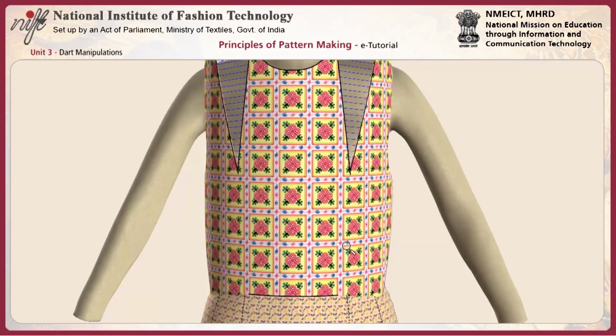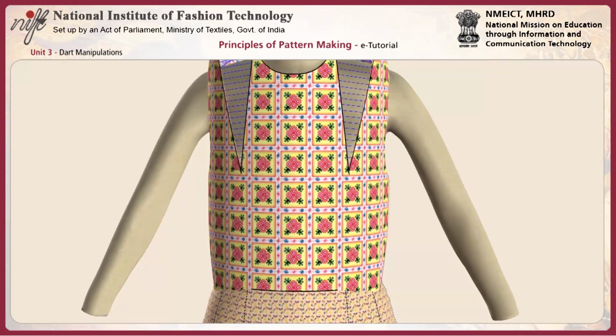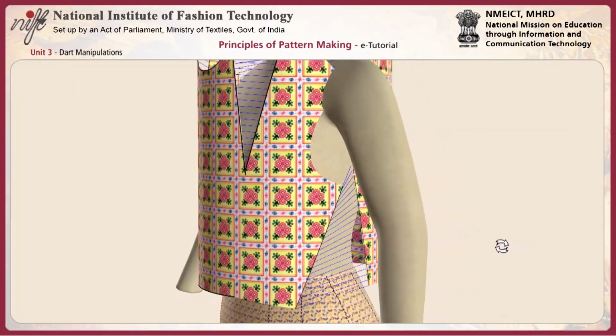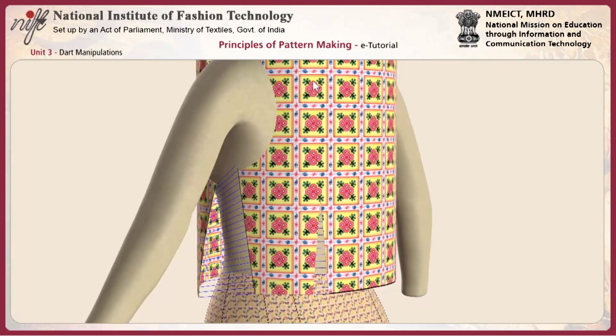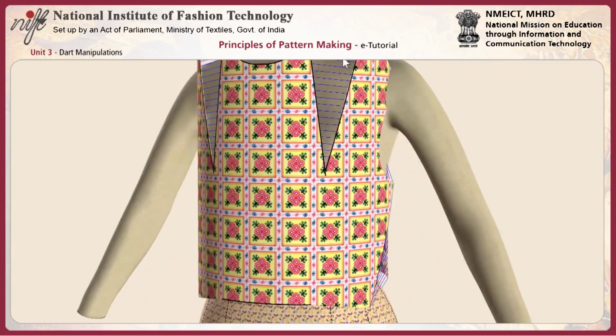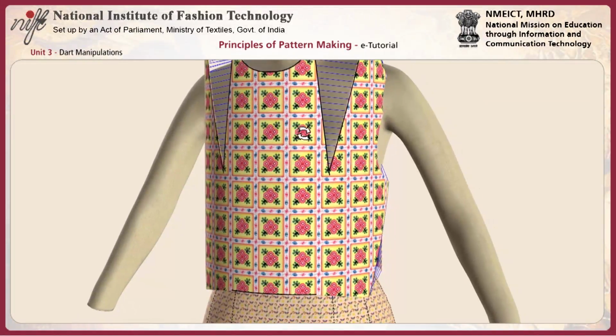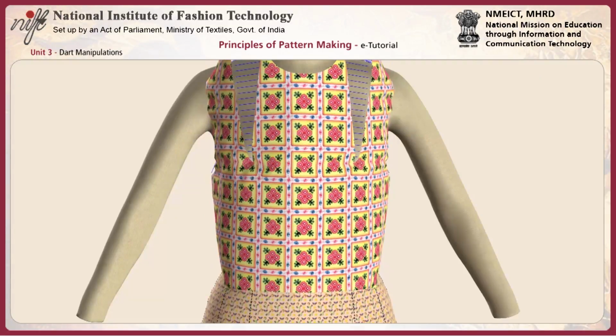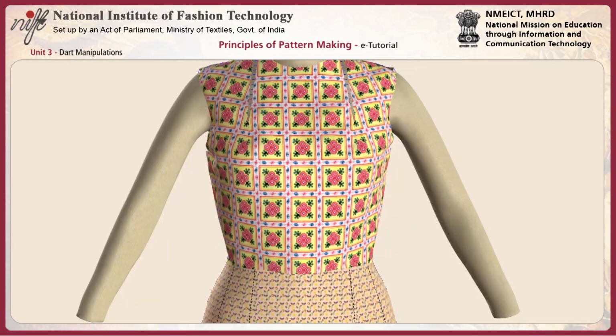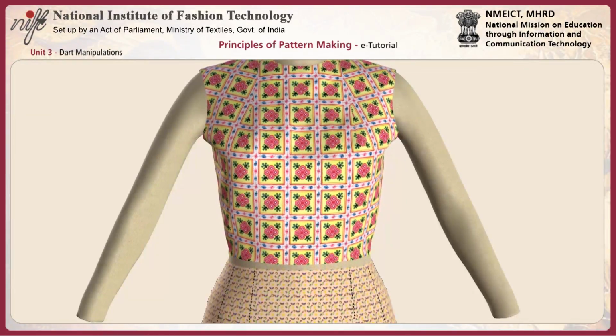The closure of shoulder neckline dart, side seam, back shoulder dart and waist dart result in the formation of fitted garment. When the excess fabric is removed from the darts and side seams, the fit is naturally obtained. The visual analysis about the garment fitting can be understood from this video.